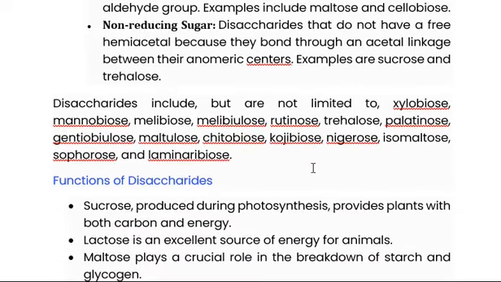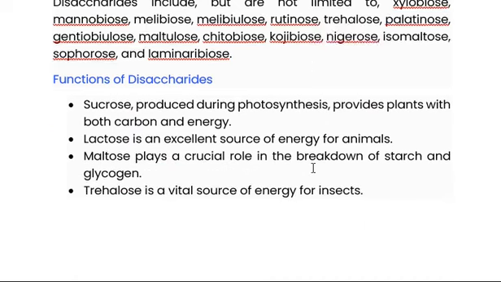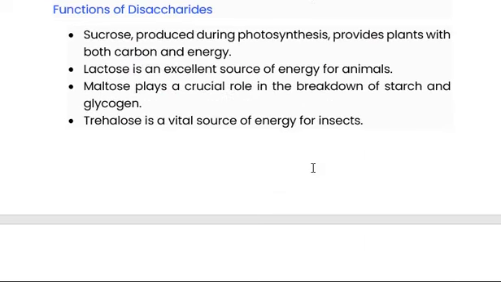Disaccharides include but are not limited to xylobiose, mannobiose, melibiose, rutinose, melibiulose, palatinose, trehalose, gentiobiulose, maltulose, chitobiose, and many others as shown here.